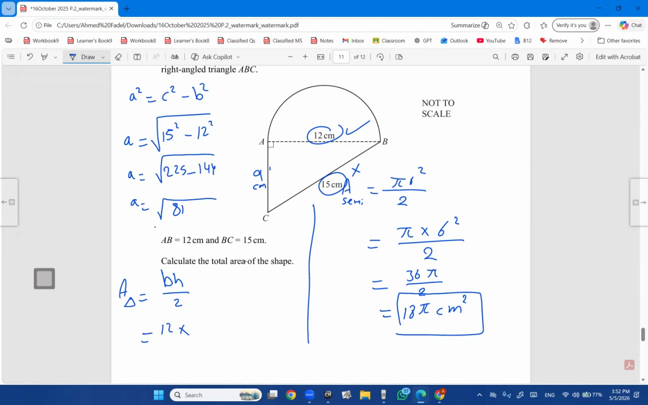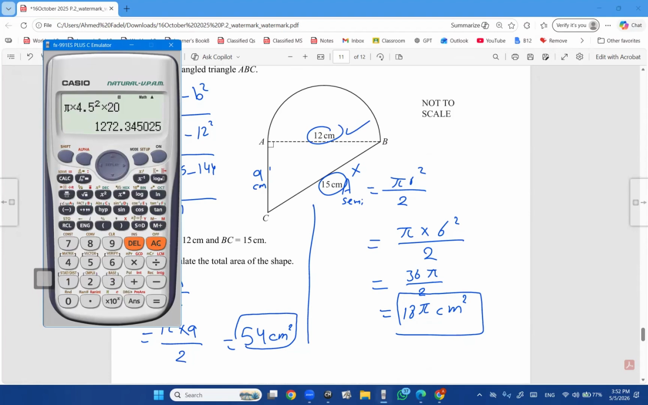All right, let's continue. Now the height is 9, so 12 times 9 over 2 is 54 centimeters squared. This is the area of the triangle. Mister, they wanted the area of the total shape. So it is 54 plus 18 pi. We open the calculator. 54 plus 18 pi equals 110.5, rounding it to 1 decimal place, 110.5 centimeters squared.